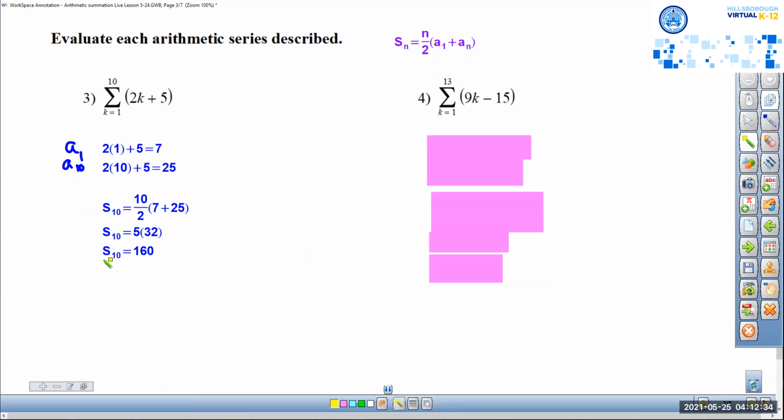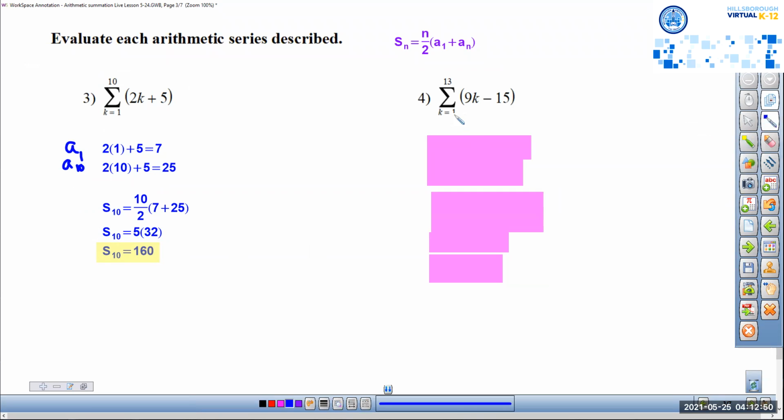And there's your answer. Could you have done 2 times 1 plus 5, plus 2 times 2 plus 5, plus 2 times 3 plus 5, all the way to 10 and add them up? Yes, you could. But this is a lot easier.